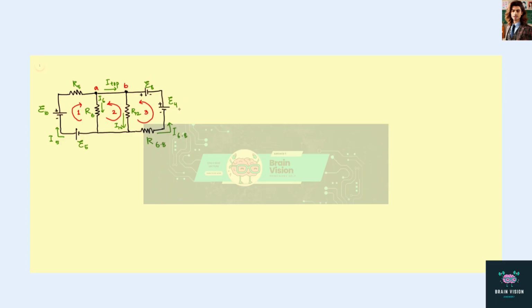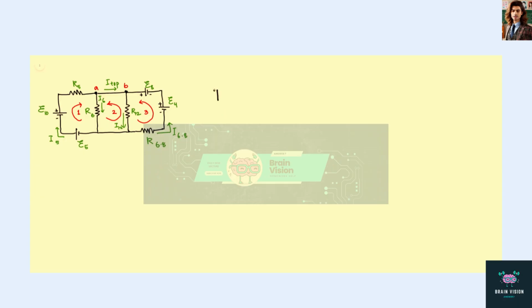So now we apply the junction rule to points A and B, and we apply the loop rule to loops 1, 2, 3 that I have already labeled here, and this will give us 5 equations. And this will make sense because we have 5 unknown currents that we need to solve for, and therefore we need 5 equations for that. So let's start applying the junction rule at points A and B.